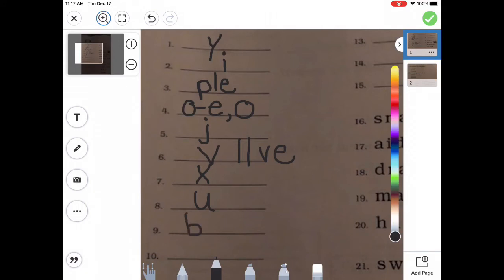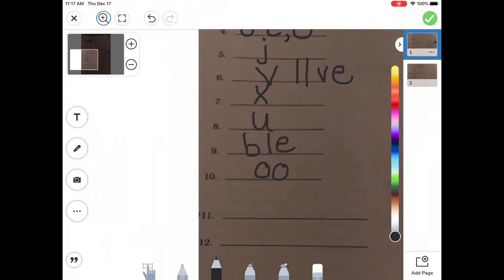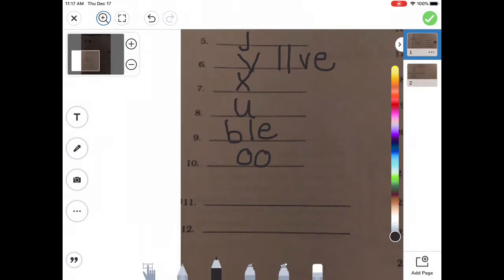That's right, it's that B-L-E, that final syllable, B-L-E. On number 10, what about the ooh sound, ooh? That's right, it's that vowel digraph, O-O. Okay, on number 11, we're going to try something a little bit different.